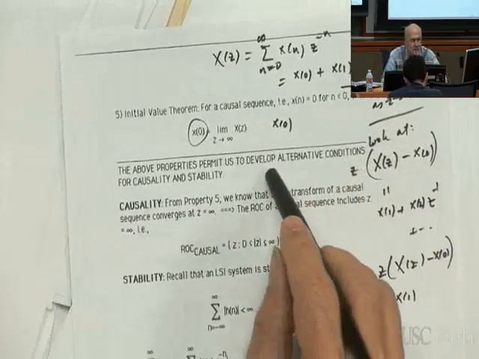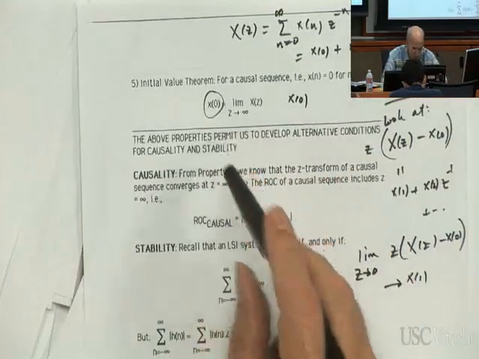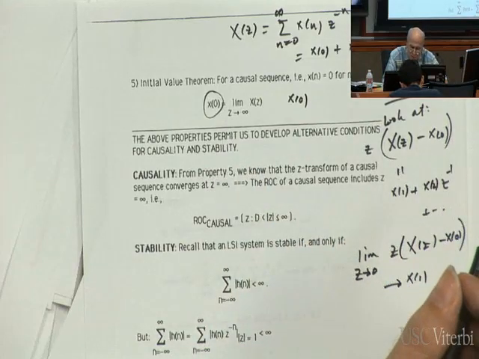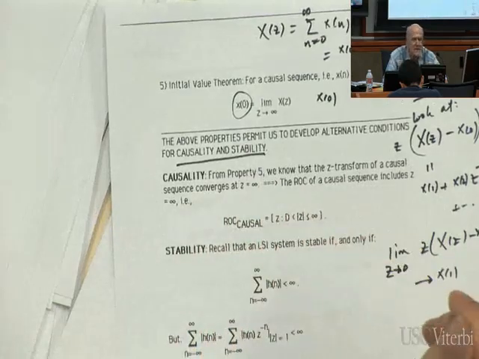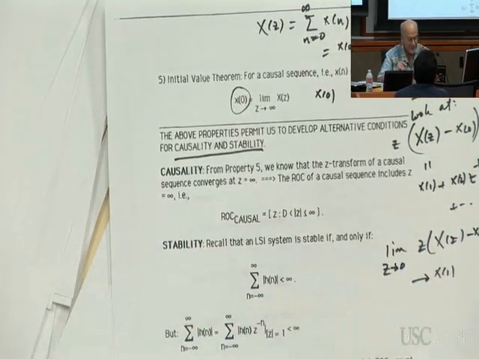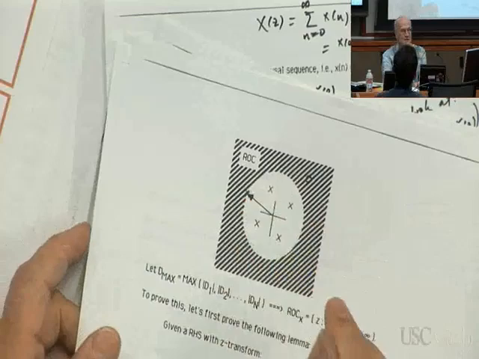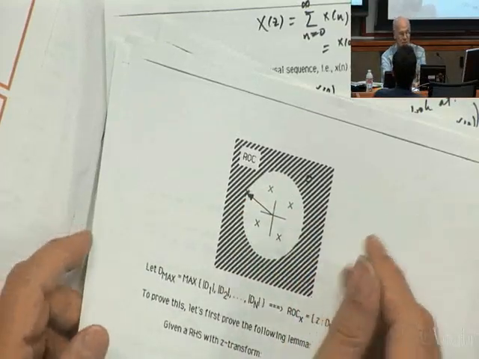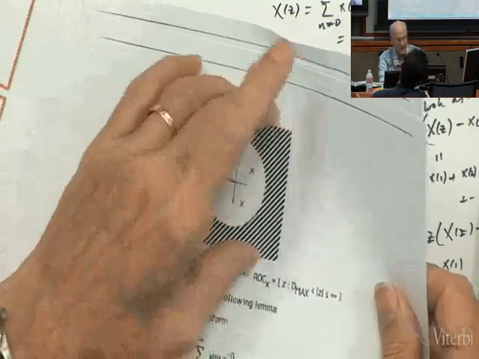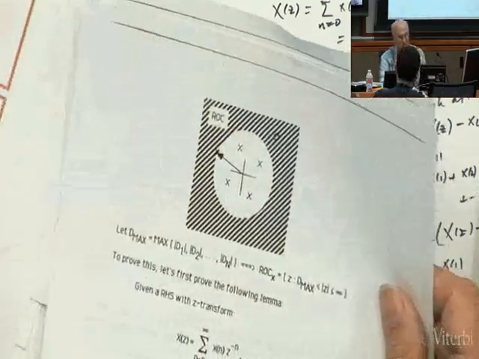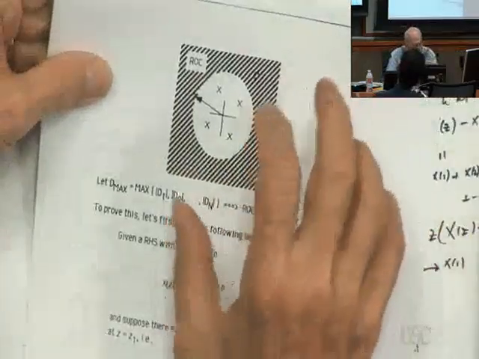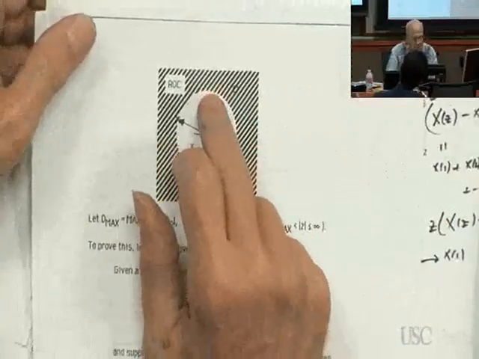So those are some of the properties. Those properties permit us to develop alternative conditions for causality and stability. I will talk about those next time. This is getting at what I promised, namely that by looking at this, I can tell you if the sequence is causal, if it's stable. I can tell you all kinds of things. Well, already we know right-sided means the region of convergence is exterior, so you can tell if it's right-sided or left-sided pretty quickly. But I can also tell if a right-sided sequence is stable by looking at the pole-zero plots. So I will save that for next time.